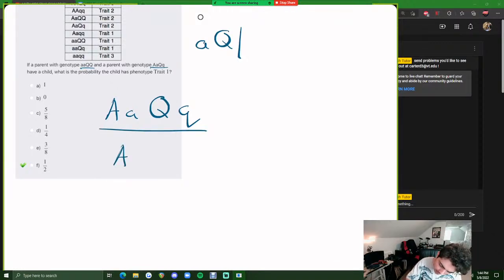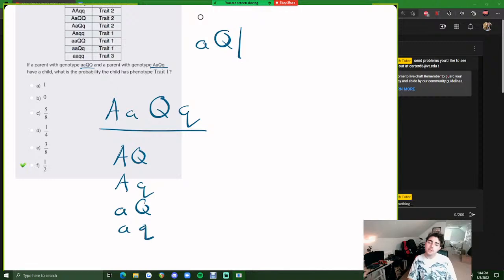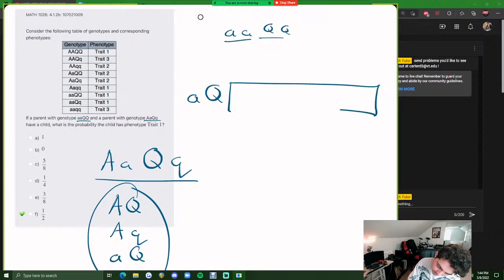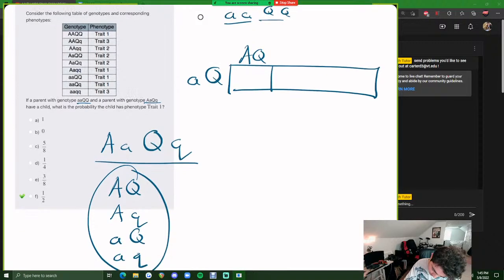So we could have capital A, capital Q. We could have capital A, lowercase q. We could have lowercase a, capital Q. We could have lowercase a, lowercase q. And so we're going to lay these options out across the top here. So we're going to do capital A, capital Q. We're going to do capital A, lowercase q. We're going to do lowercase a, uppercase and lowercase.